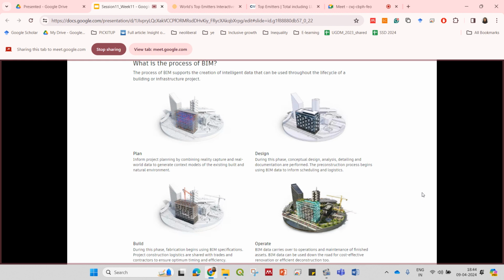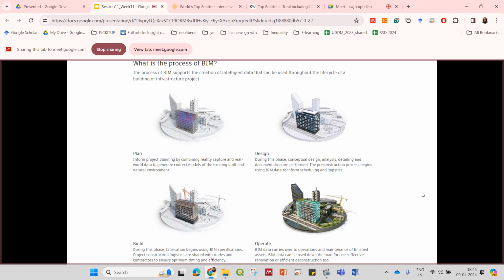Next is the design conception or design phase. During this phase, you first go through conceptual design, and then some analysis, and then detailed design and documentation are performed during this stage. And this is the pre-construction stage when you design and plan out the details of the design, and the pre-construction process begins using BIM data to inform the scheduling and logistics that will be required to then build the project. Then comes the build stage.